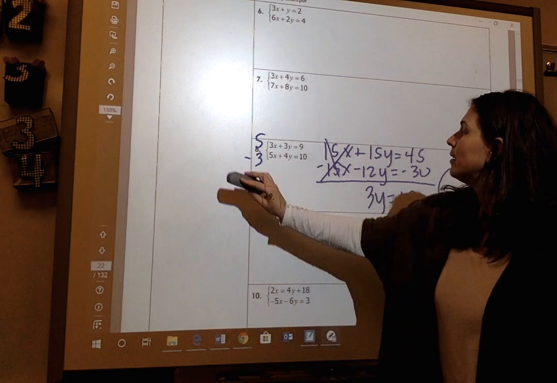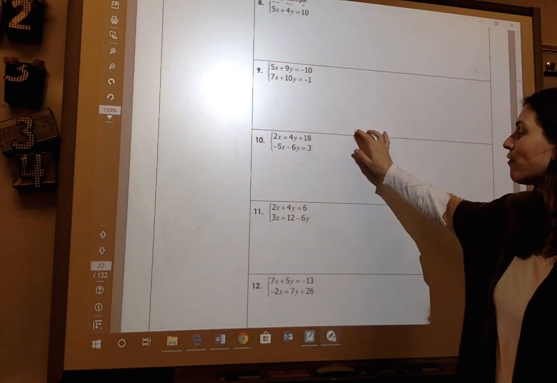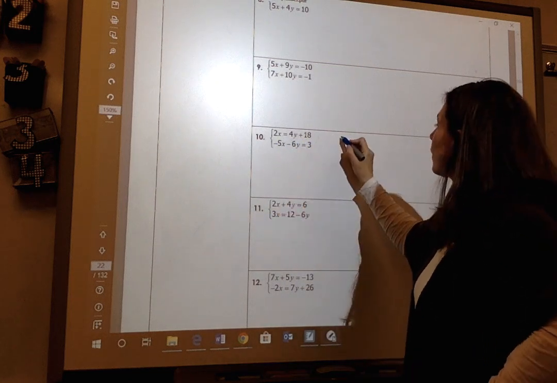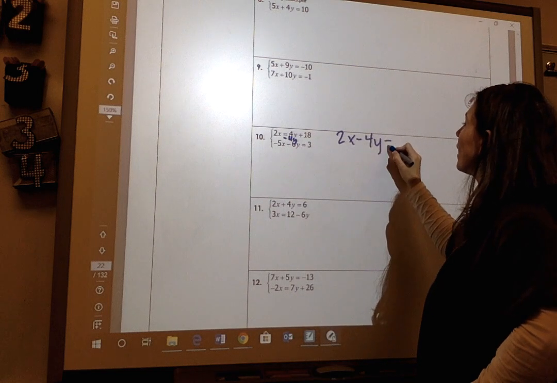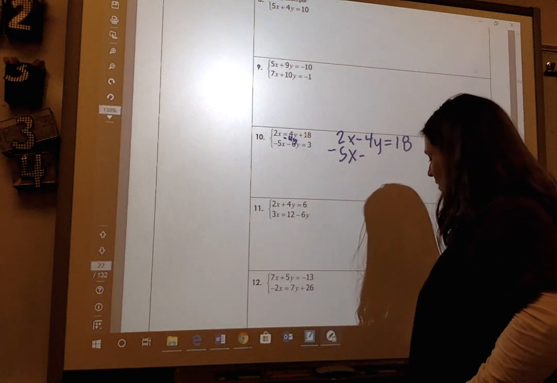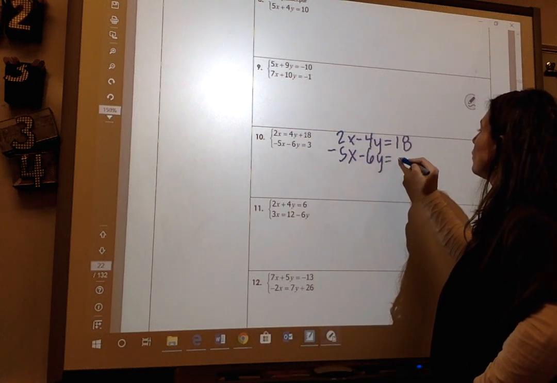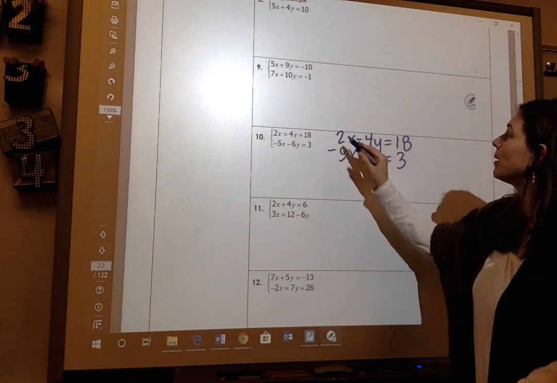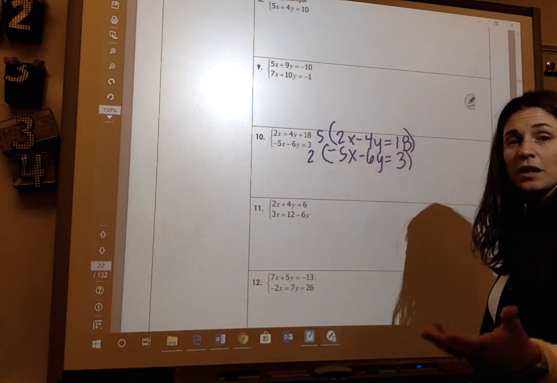Okay? Now, look at number 10. Remember, your rule is to keep everything lined up. So the first thing I've got to do is line my terms up. So I have 2x minus 4y equals 18. And I have -5x minus, I can't read what I have, minus 6y equals 3. Now I can start manipulating. And maybe I want to multiply the top one by 5 and the bottom one by 2. And I can do that.